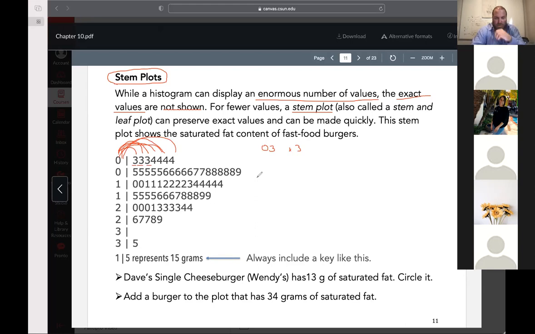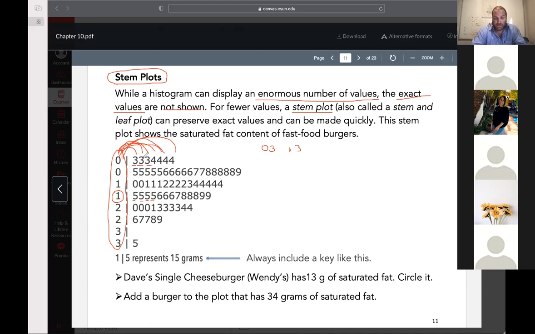1, 2, 3, 4. Excellent. So the 15s are all 1 and then a 5, or a 5, or a 5, or a 5. So the idea of a stem and leaf plot is you have a stem, like a branch. You have the stem, which includes one digit, and then the second digit are the leaves. The second digit goes on the right side, and every one of these goes with its stem.